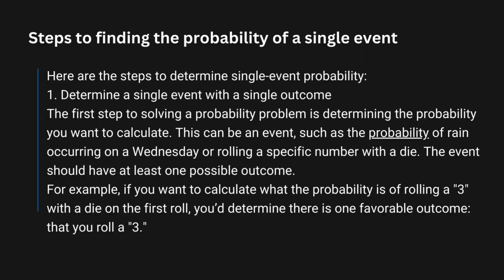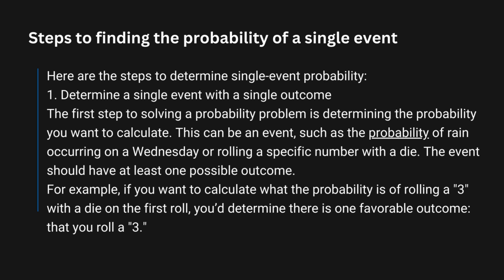Steps to finding the probability of a single event. Here are the steps to determine the single event probability. First, determine a single event with a single outcome. The first step to solving a probability problem is determining the probability you want to calculate. This can be an event such as the probability of rain occurring on a Wednesday or rolling a specific number with a die. The event should have at least one possible outcome.